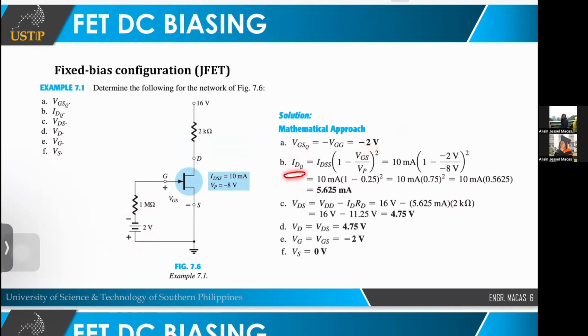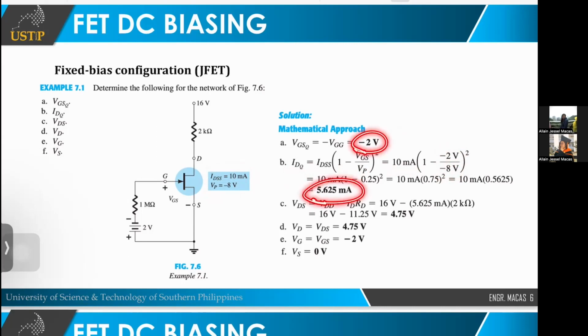To get the IDQ, we just use Shockley's equation: IDSS times 1 minus VGS over VP, squared. And we are given here a value of IDSS of 10 milliamperes. Your pinch-off voltage is negative 8. Remember, this is an N-channel JFET, so the pinch-off is negative. Okay, negative 8, then on top, negative 2, from here, no? So, solving all of that, we'll get an ID of 5.625 milliamperes.